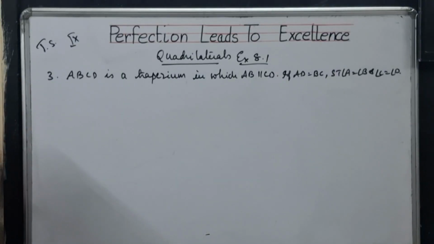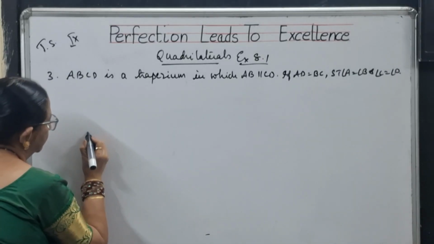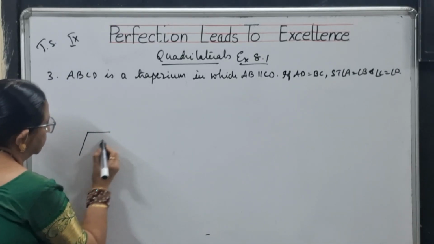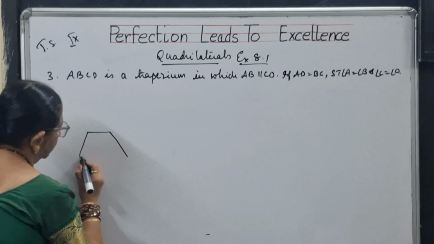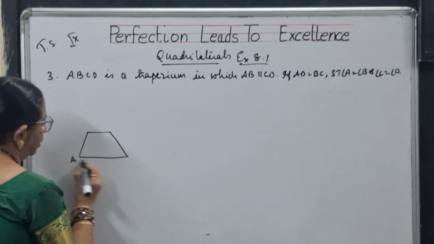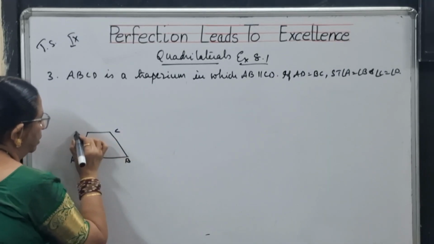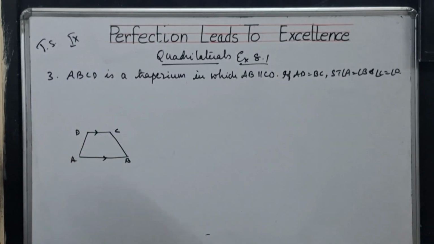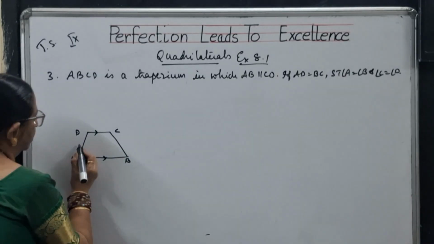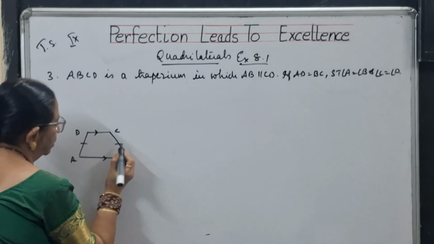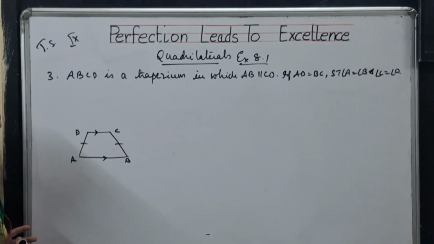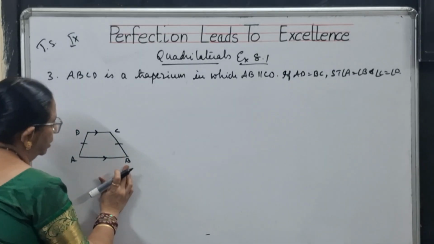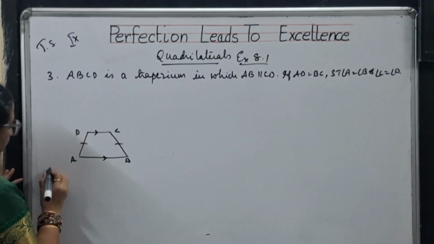Now third problem. ABCD is a trapezium in which AB is parallel to CD. So let me draw. ABCD is a trapezium in which AB is parallel to CD, and also AD is equal to BC. They have given AD is equal to BC. You have to show that angle A is equal to angle B, angle C is equal to angle D.